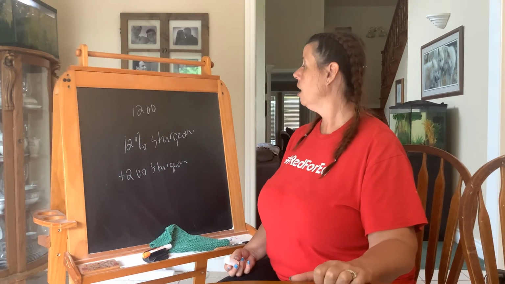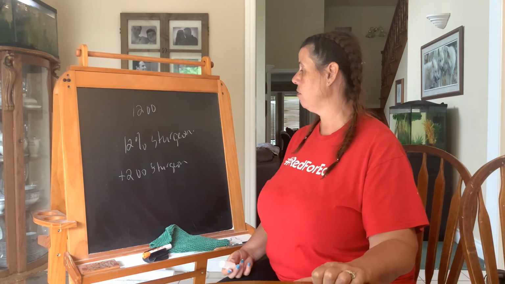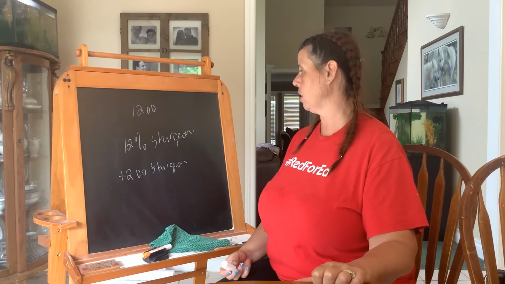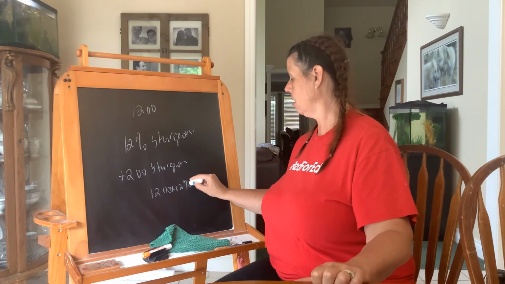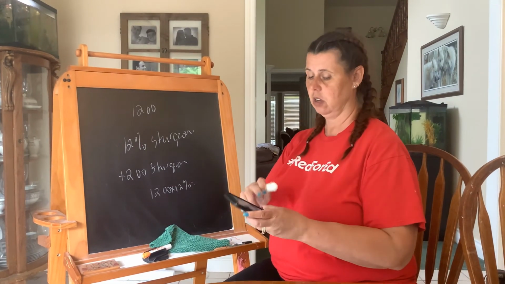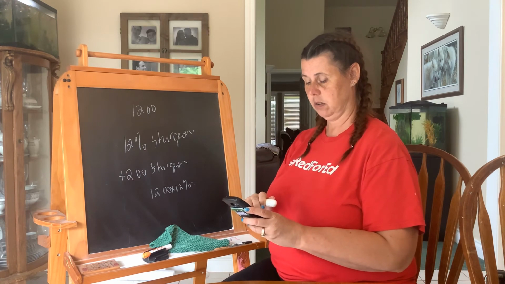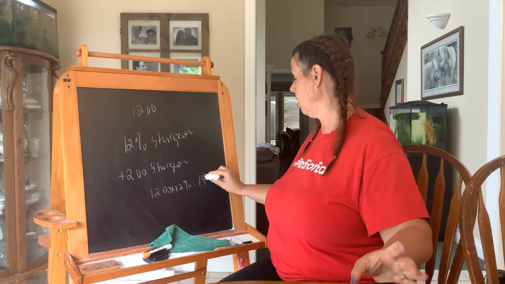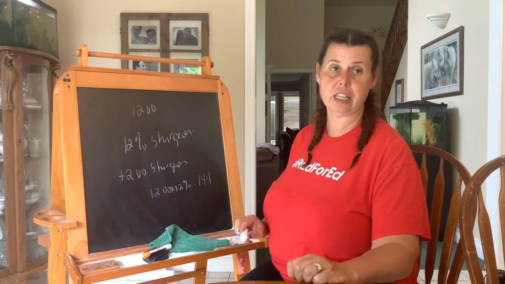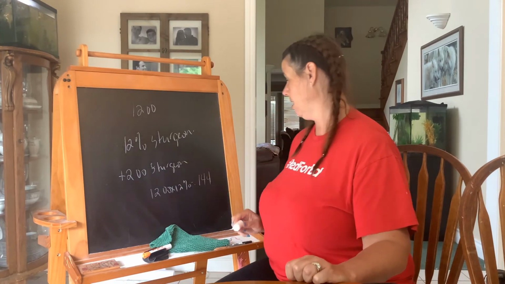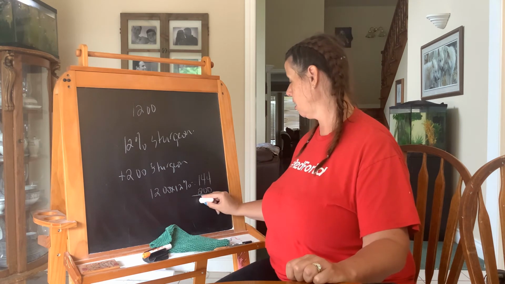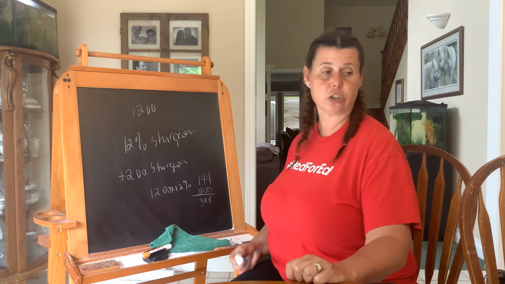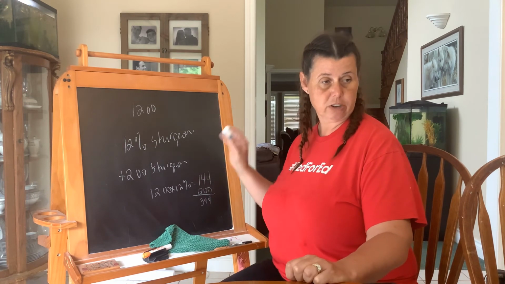Okay, so originally there were about 1,200 fish and 12% of them were sturgeon. So if we go 1,200 times 12% on your calculator, we find out that there were 144 sturgeon originally in the lake. But then they added the 200 fish. So how many sturgeon were there in the lake? There were 344 sturgeon. That's how many are now in the lake.